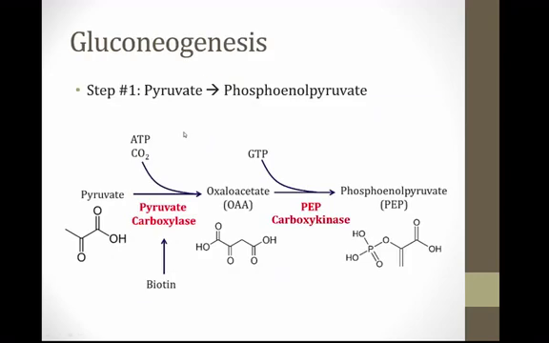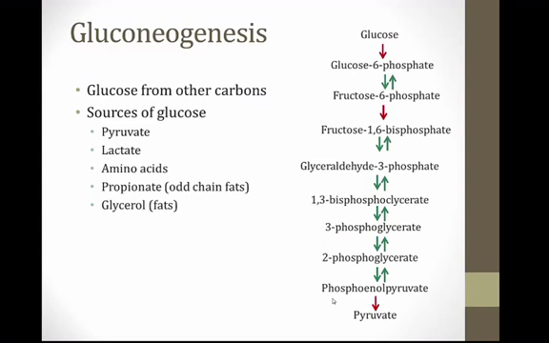So once a cell has decided that it wants to commit to gluconeogenesis, the first step is to synthesize phosphoenolpyruvate. If we go back to our overview slide here, the last step of glycolysis is the conversion of phosphoenolpyruvate into pyruvate, and this is an irreversible step of glycolysis.